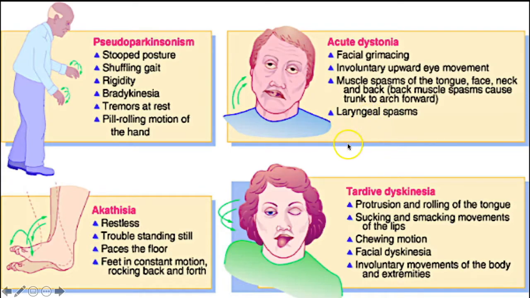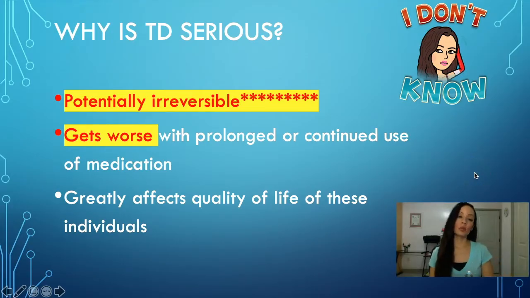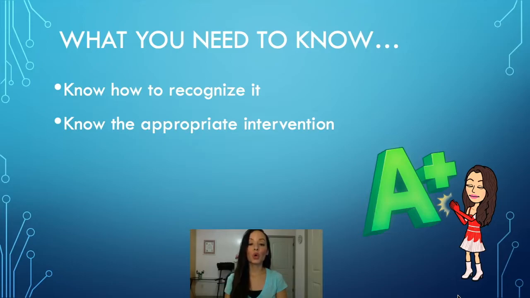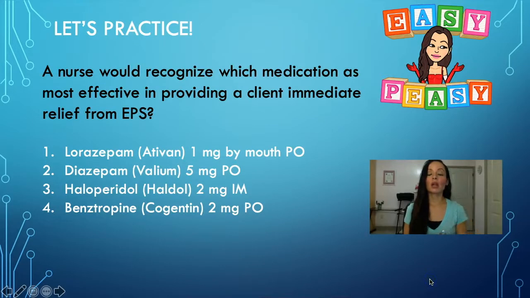Then airway takes precedence. Once again, why is TD serious? Because it's potentially irreversible. It gets worse with prolonged or continued use of medication, and it greatly affects the quality of life of these individuals. What do you need to know about tardive dyskinesia? You need to know how to recognize it and know the appropriate intervention, which is stopping the med.